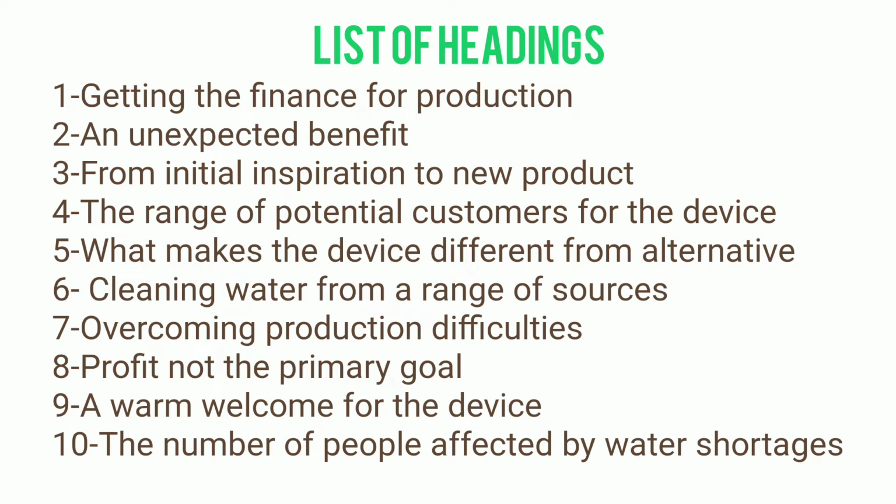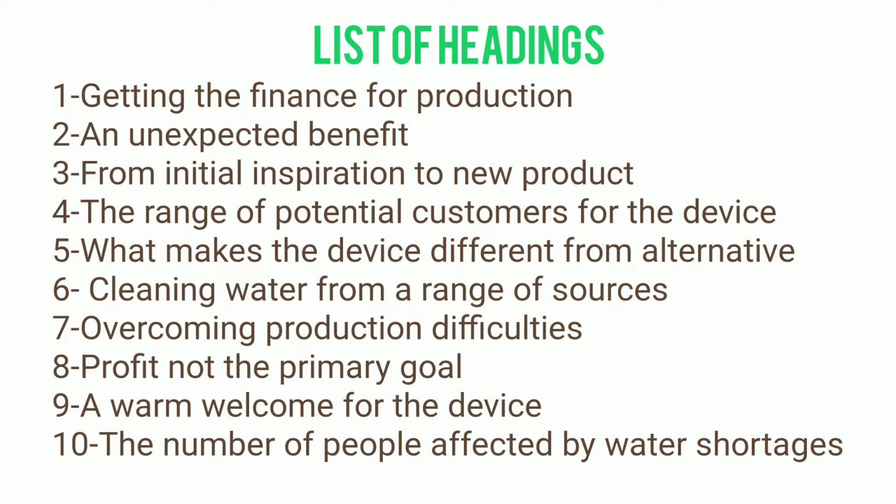Now let us see the list of headings and we will use a grid formation. First, getting the finance for production. I don't think this is talking about finance for production, so let us cross the first one. Then the second one, an unexpected benefit. Again, this is not talking about benefit, so let's cross this also. From initial inspiration to new product. This is very close. He got an idea 20 years back, and after 20 years he developed that idea into a device. So I think this is more close. Let's keep this option open.